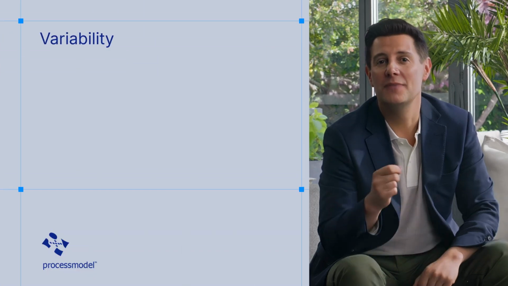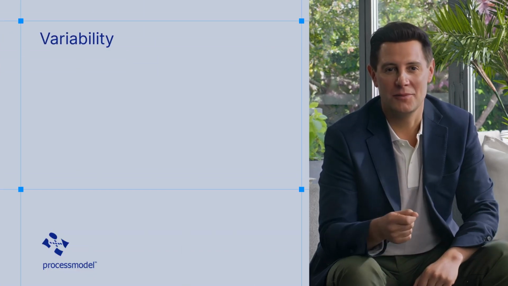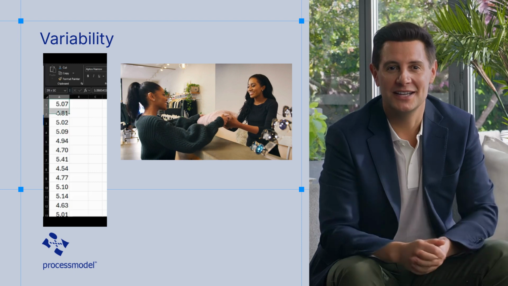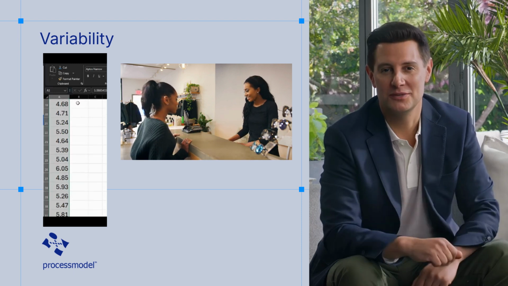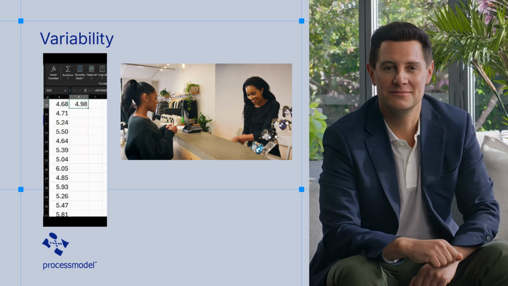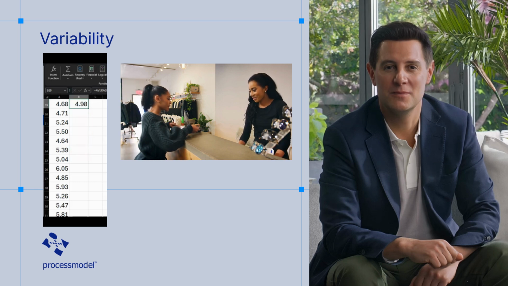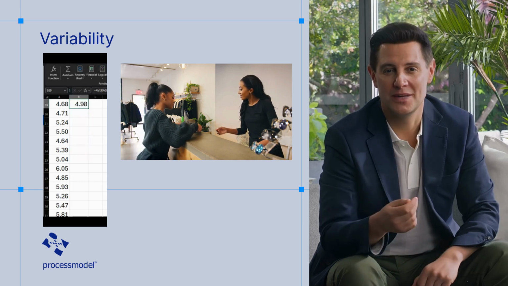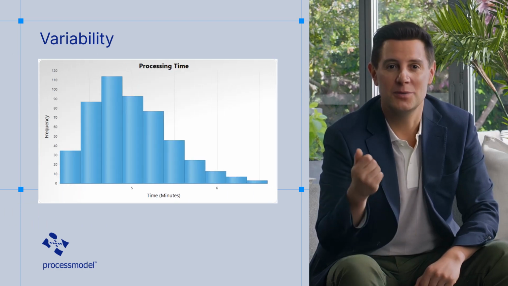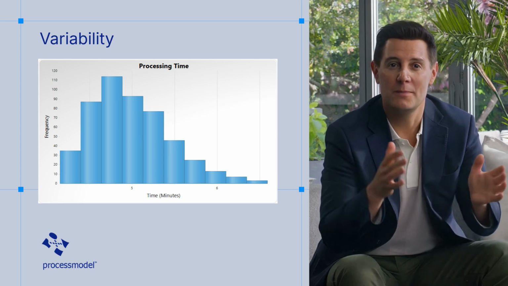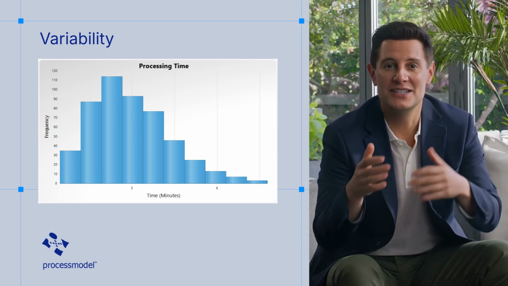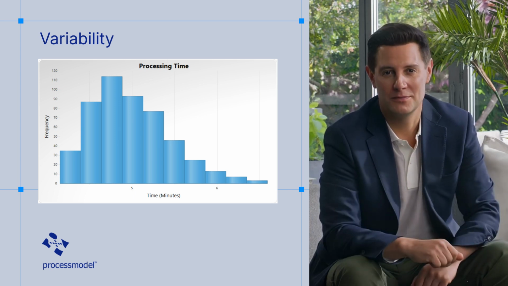First, what do I mean by variability? Let's use an example. If I recorded how long it took to process a task, I could simply calculate the average. But an average is just a single number. It doesn't tell the whole story. A histogram gives us a better picture. It shows the probability of different times occurring, but using a raw histogram in a model is clumsy and difficult to set up.